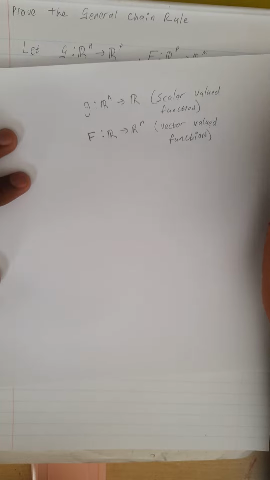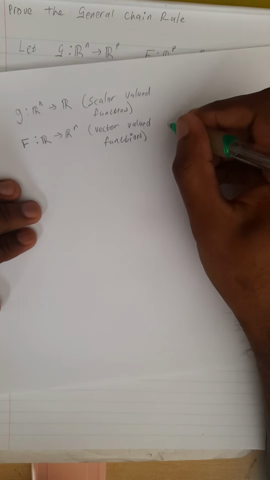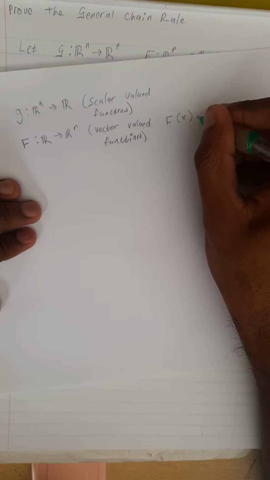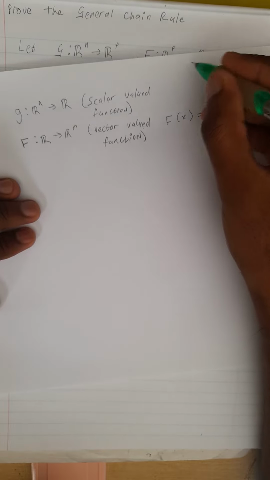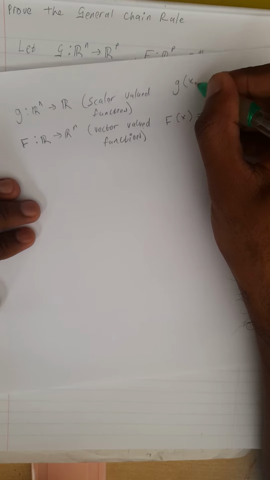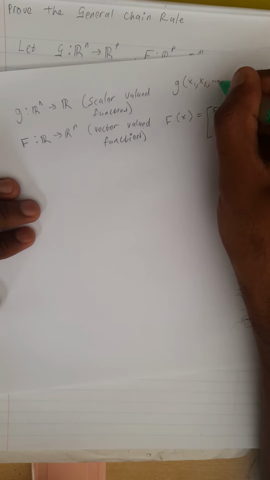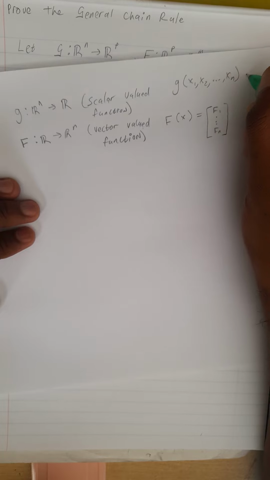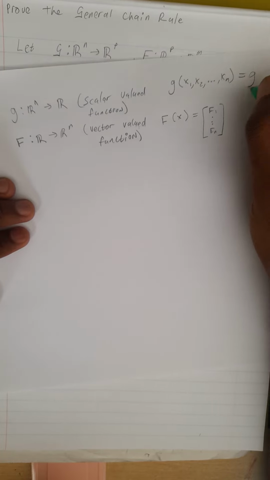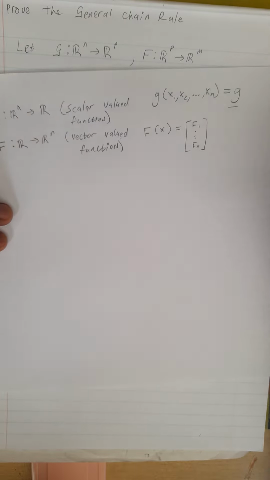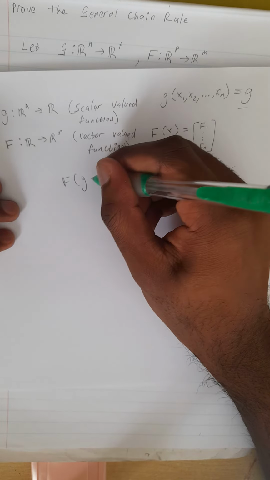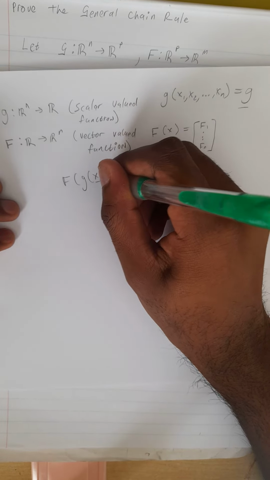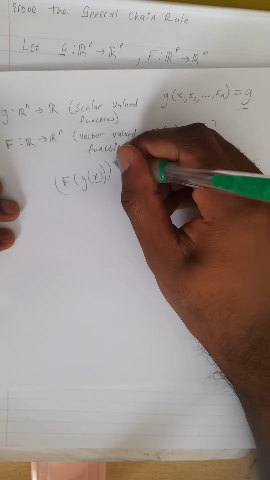And then they would take the composition. So basically this would look like f of x, having f1 up to fn. And this would basically look like g of x1, maybe x2, all the way up to xn. But then this would only have one output, g, hence scalar. So then they would take the composition, and they would find the chain rule.